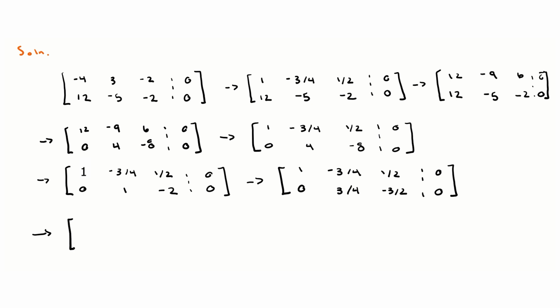All right, we're really close here, so I'm going to add our top row to our bottom row to give us 1, 0, -1 in our top row. And then I'm going to multiply that bottom row by 4/3 to give us 0, 1, -2 in the bottom row.